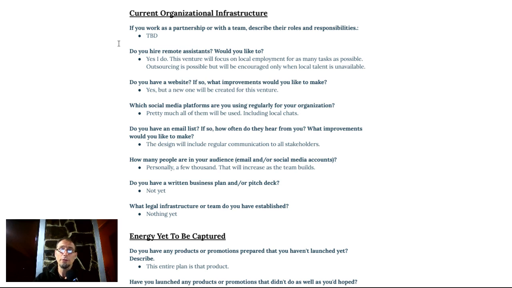Organizational infrastructure, I don't have one yet. So with a team, I still haven't really, I could make something up, I could imagine, but it's so complex. I really need to identify the business's needs before I can identify the team beyond just saying CEO, CFO, etc.